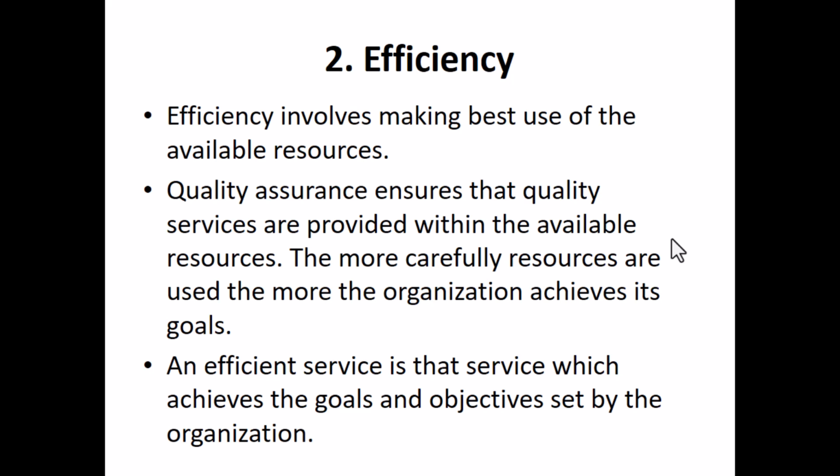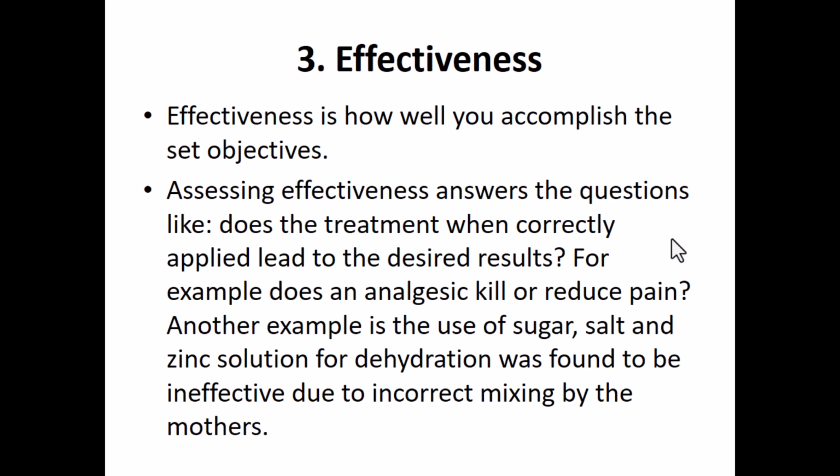So when we look at efficiency, efficiency involves making the best use of the available resources. When you have specific resources that you need to put in to prepare a good quality product, you have to make the best out of whatever is available. You may not need to start big, but when you start small, you're able to grow big. Quality assurance will ensure that the quality of services is provided within the available resources, because the resources we have are enough for us to offer the quality that is required.